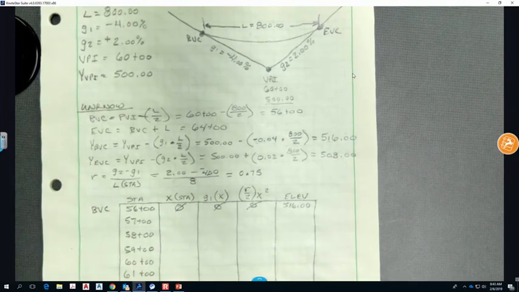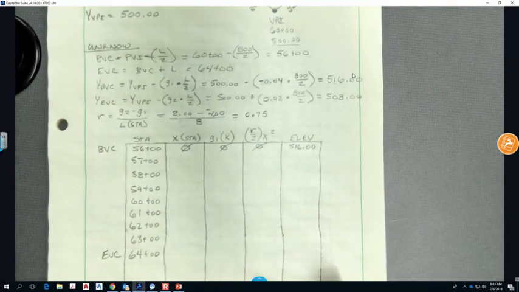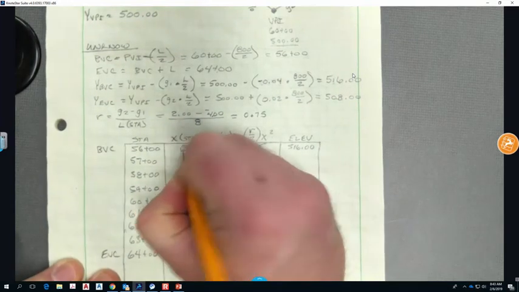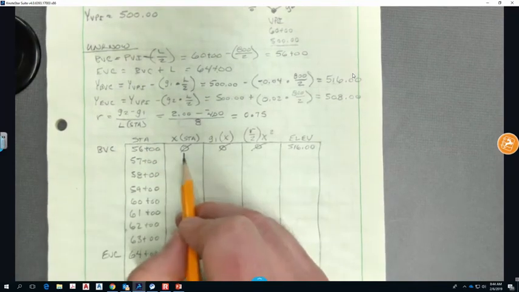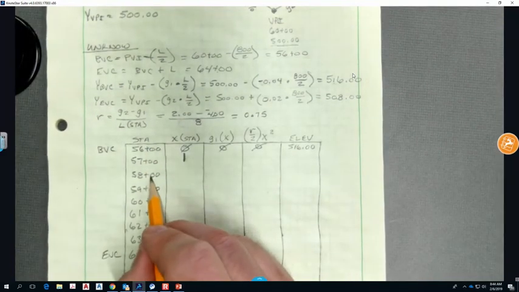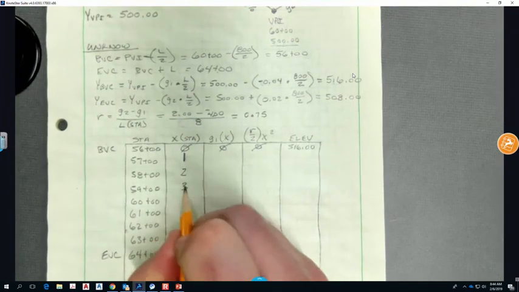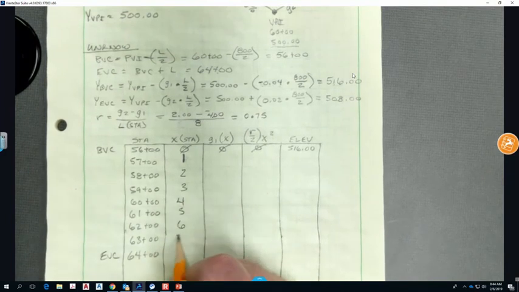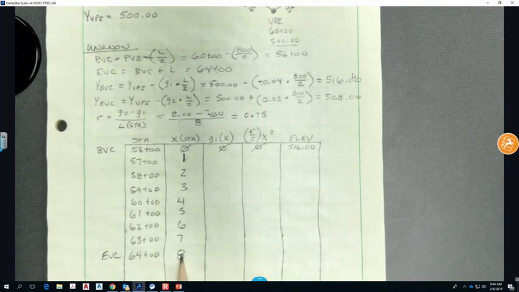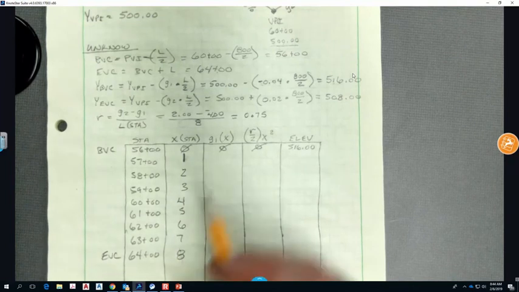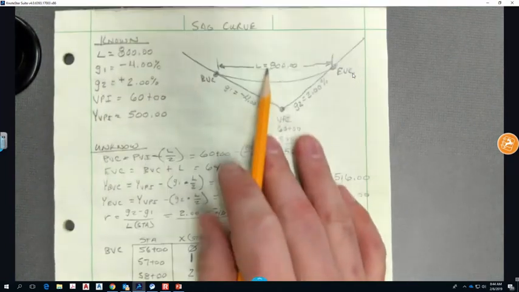Okay? All right, so who can tell me what x is for 57 plus 00? This is a really simple one. I should have made it a little bit harder. Okay, it's 1, right? It's one station. We changed 100 feet from here to here. So that's 1. From here to here, how many stations did we change? 2, 3, 4, 5, 6, 7, 8, right? That comes out right because 8 times 100 equals our 800 foot L here.